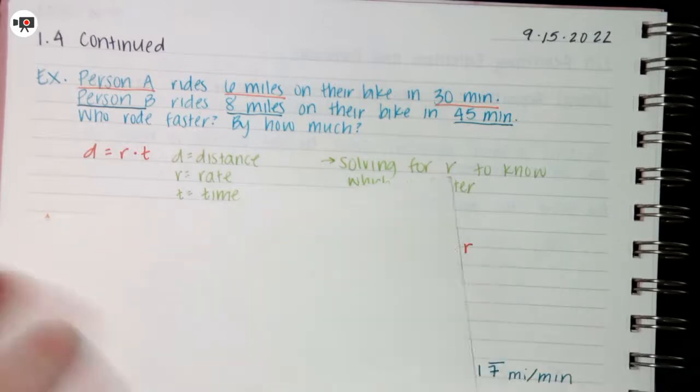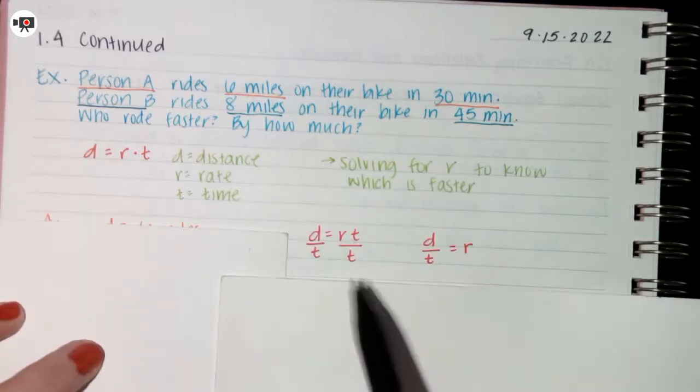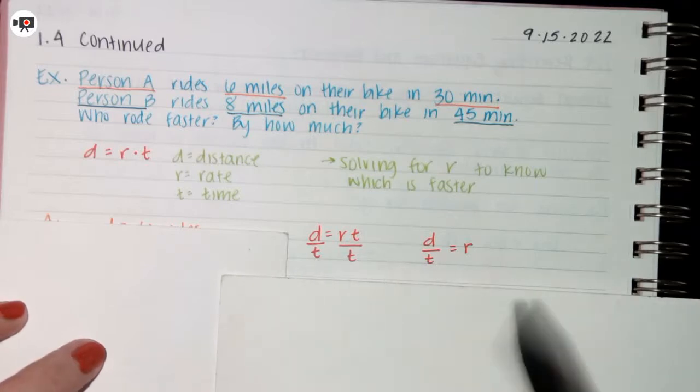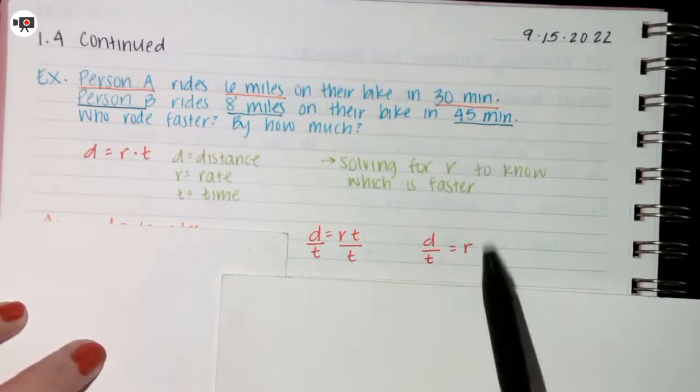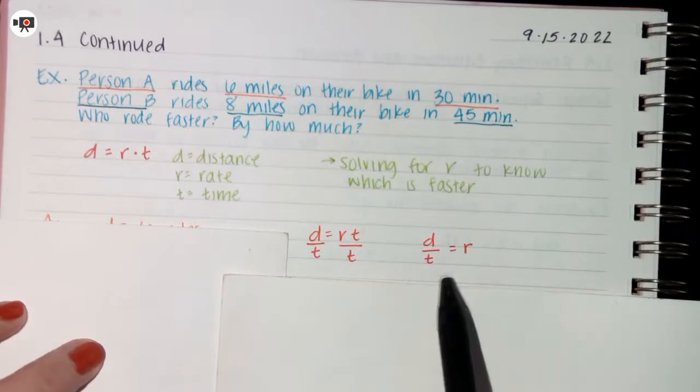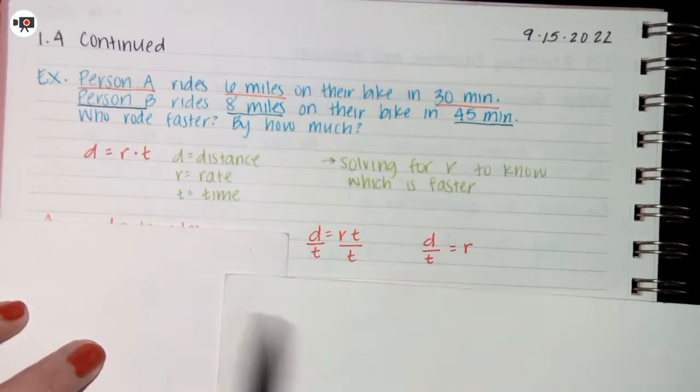So to solve that for R, I would divide each side by T to get D over T equals R. And this is what we are going to actually use. It's the same thing, I just got R by itself.